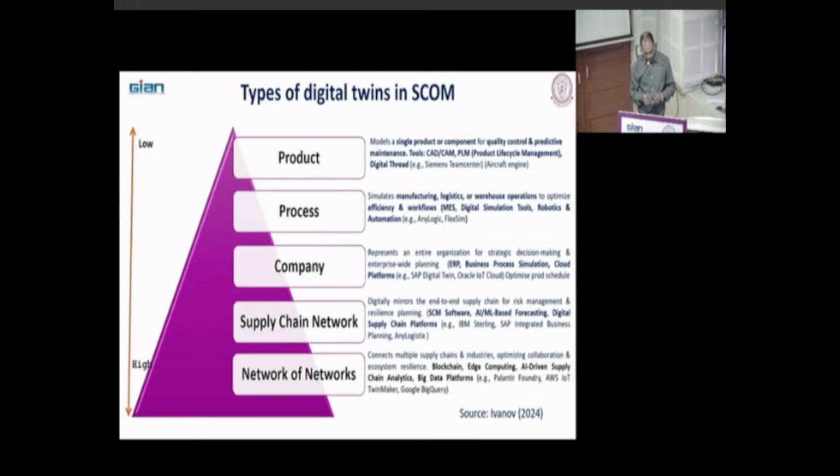If you look at the complexity level, starting with the product digital twin, it is very easy, modeling in CAD/CAM, and then you can connect it. Then process level, then company level, then supply chain. The highest complexity level is the network of networks, because you have multiple supply chain networks with all their complexities, and when you try to optimize jointly, it is very difficult.